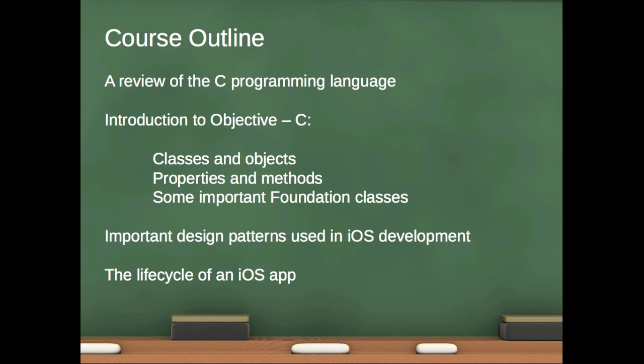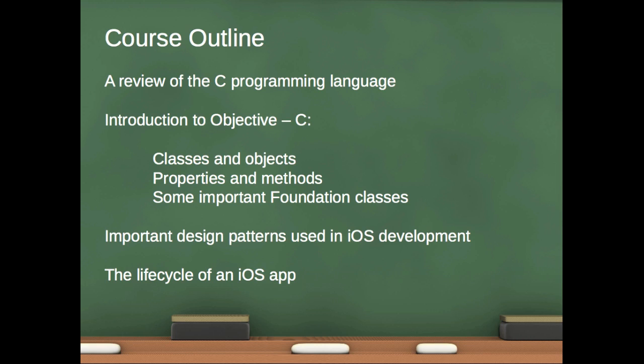So what are we going to cover in this course? First thing we'll do is review the C programming language itself. Then we'll have an introduction to Objective-C. We'll talk about classes and objects. We'll talk about properties and methods. And we'll talk about some important foundation classes that are found in the iOS operating system libraries. We'll also talk about some Objective-C constructs, like categories and extensions and protocols. And so we're going to have a very good introduction to Objective-C as a foundation for the rest of the course. We'll talk about some important design patterns that we rely on as we develop these applications.